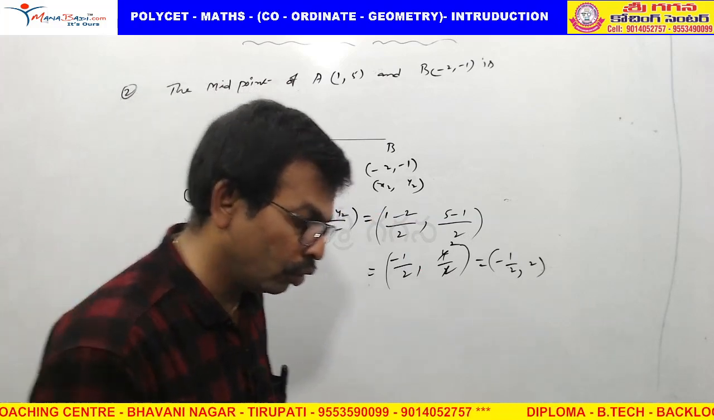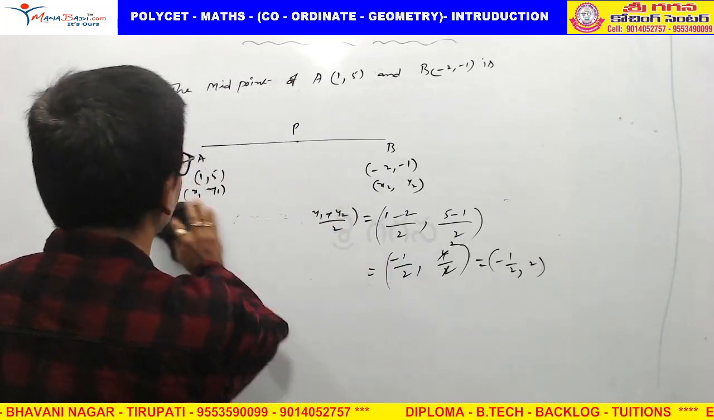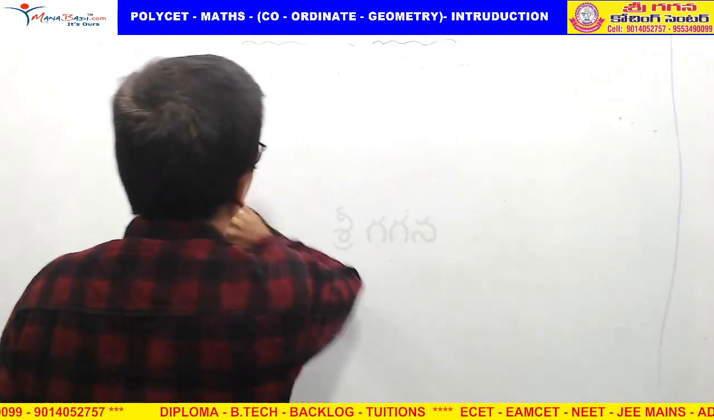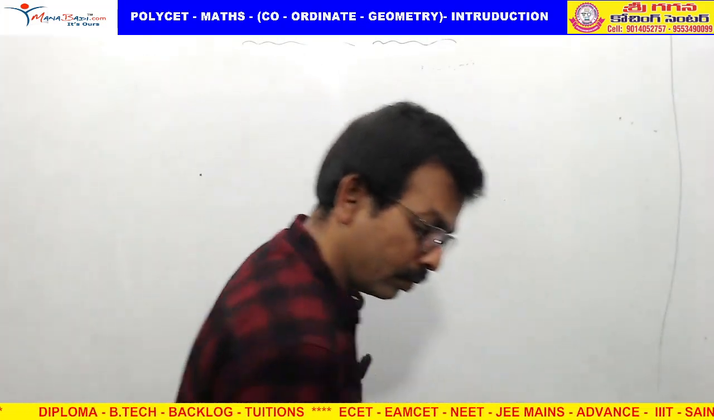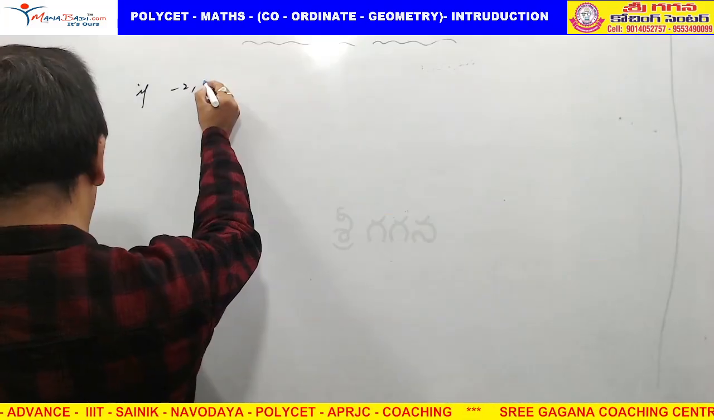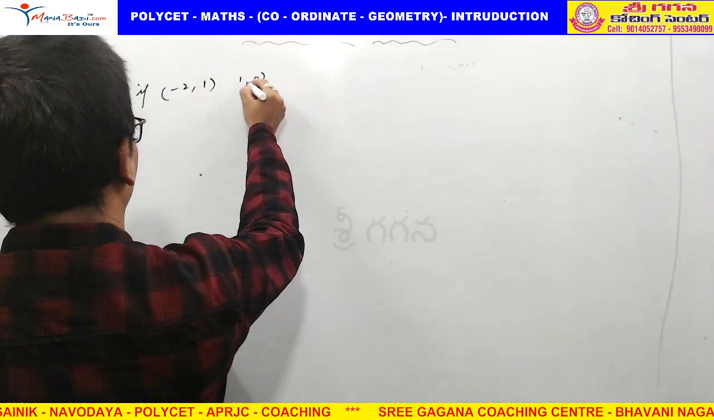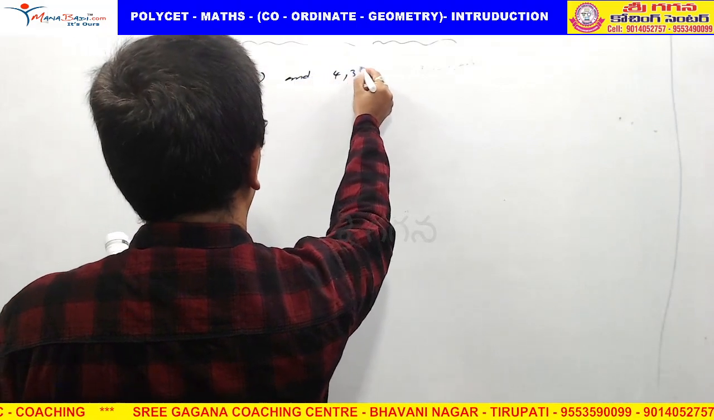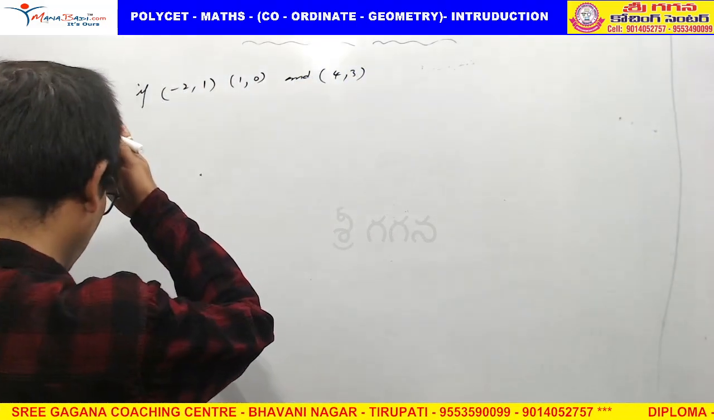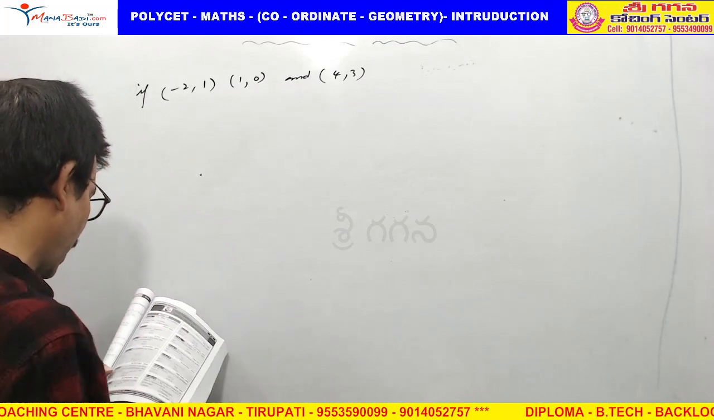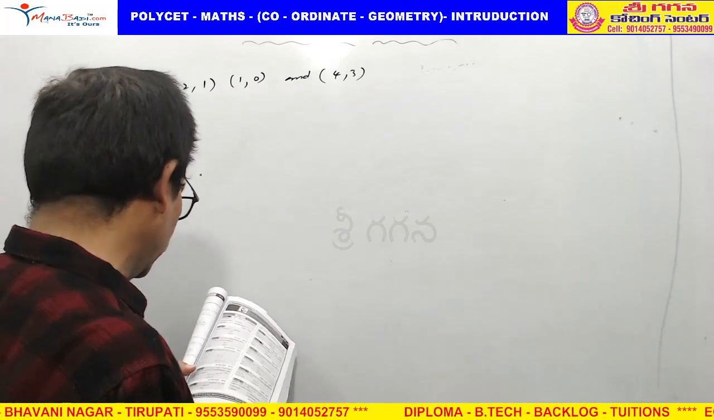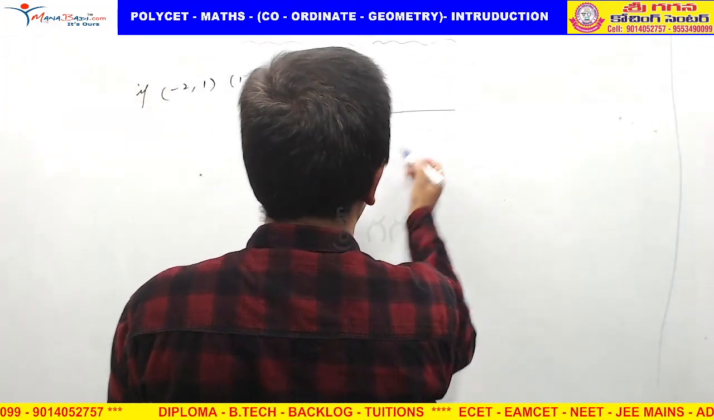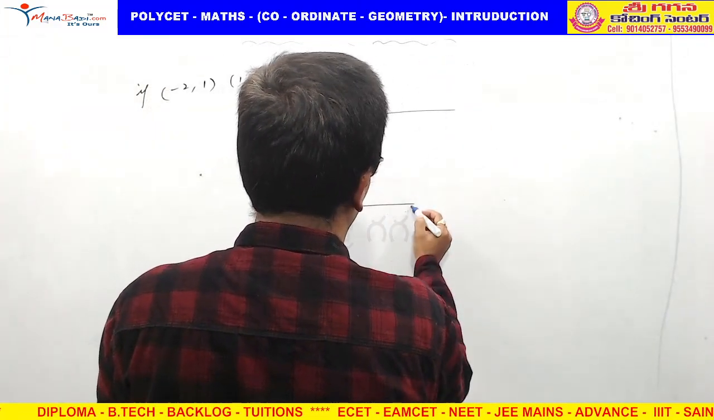Okay. Next, if you go to the next question. (-2, 1), (1, 0) and (4, 3) are the three consecutive vertices of a parallelogram. Then the fourth vertex they are asking. So 3 points they given, clearly 3 points they given. So the fourth point we don't know. We have to find that point now.